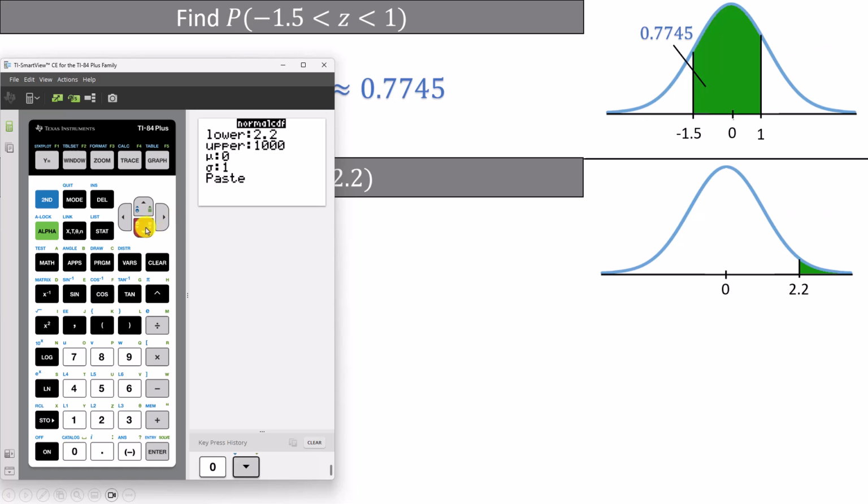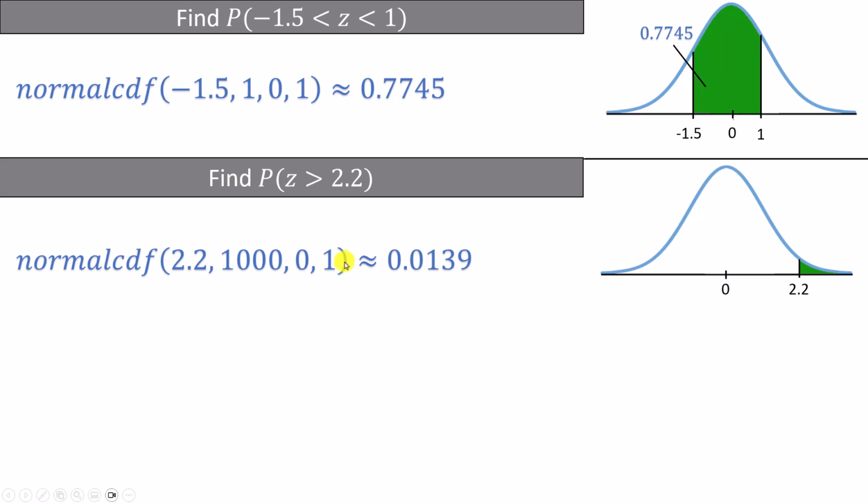Once again, keep mu and sigma as 0 and 1. Go ahead and paste, press enter, and you will get the answer of about 0.0139. The probability of getting a value that is more than 2.2 standard deviations above the mean is about 1.39%, which also represents this area on the normal distribution.